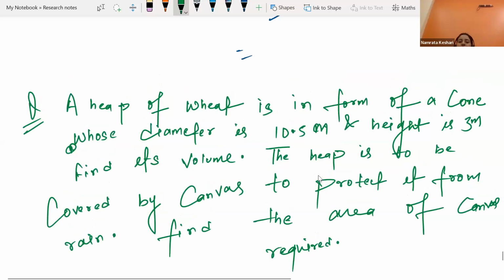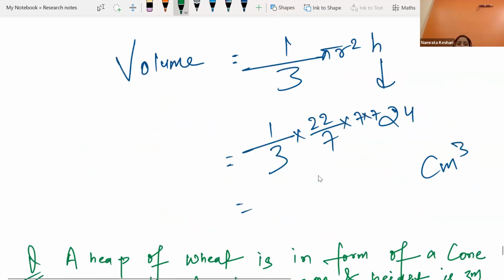Done with the previous question, everyone? Yes, ma'am. 22 into 7 into 8. Whatever answer comes, you have to do the multiplication, and that will be the final answer.